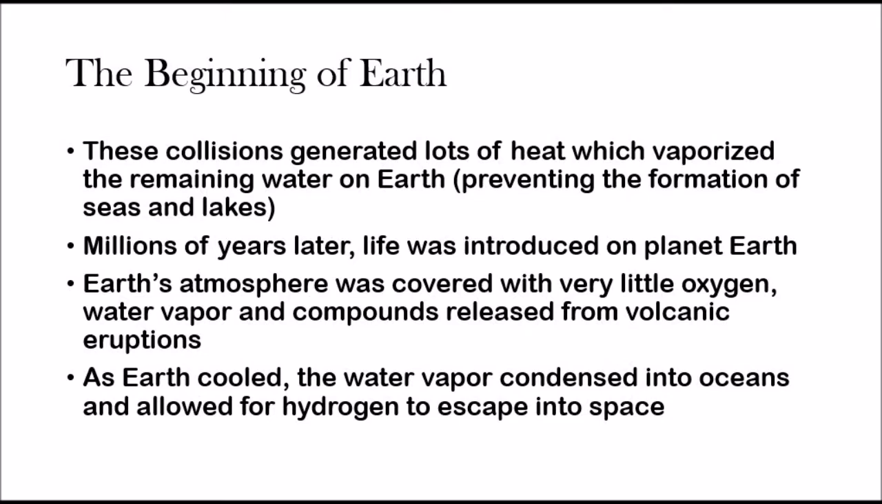Millions of years later, life was introduced on planet Earth. As the Earth slowly cooled down, you could have water. Earth's atmosphere, whenever life was first introduced, had very little oxygen, and water vapor and compounds were released from volcanic eruptions. As Earth cooled down, this water vapor condensed, and eventually we had oceans, and it allowed hydrogen to escape into space, therefore making the conditions on Earth more and more suitable for life.